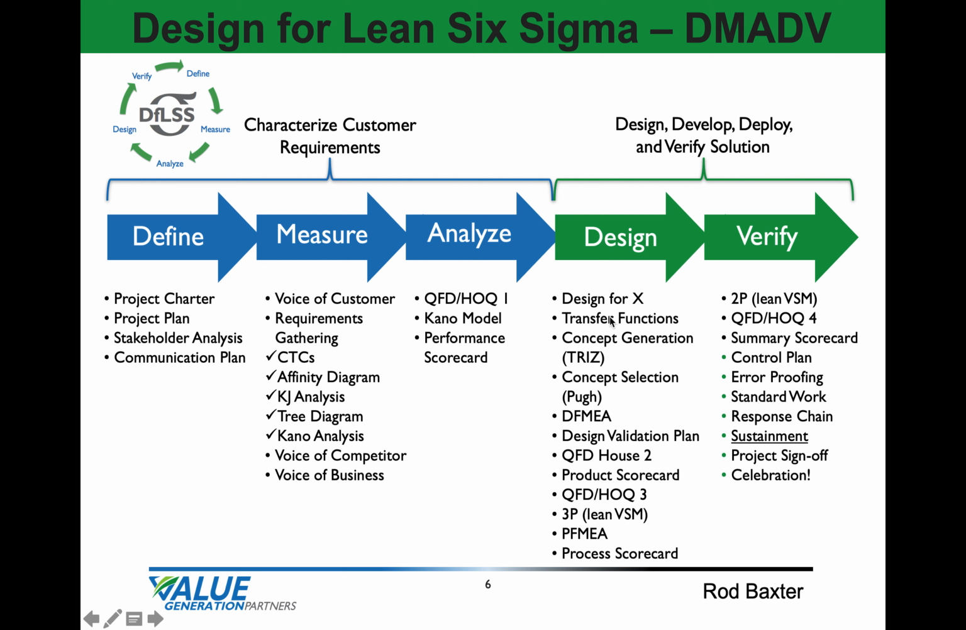As we move into design, we'll design for everything. We'll use transfer functions, concept generation. We'll use Pugh matrix. We'll use design failure modes and effects analysis, as well as process failure modes and effects analysis. We'll move through QFD 2 and QFD 3, House of Quality 2 and House of Quality 3. We'll have a process scorecard. In the verify phase, we'll use lean value stream. We'll use quality function deployment, House of Quality 4, and have a summary scorecard. And finally, a control plan. And we'll also use error proofing, standard work, response plans, with sustainment of whatever it is we've implemented. And finally, a project sign-off with celebration.